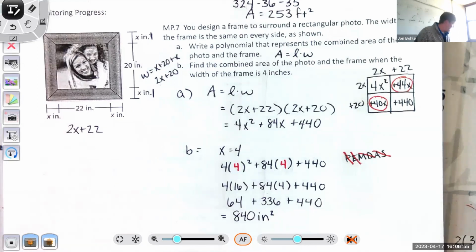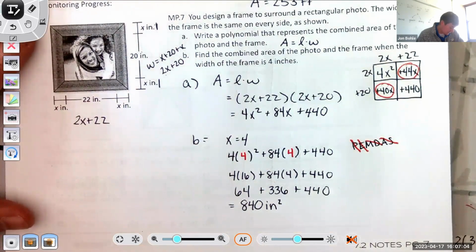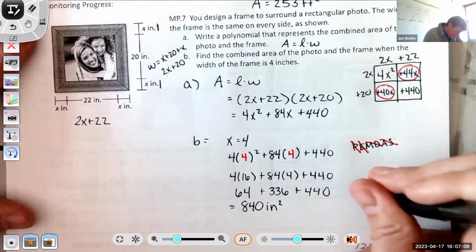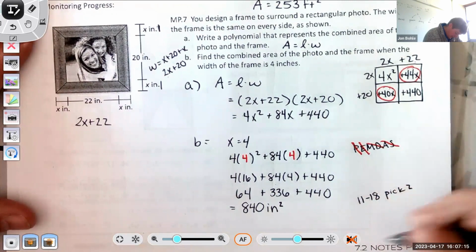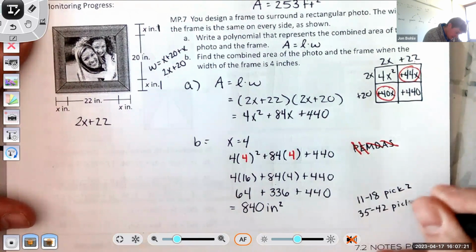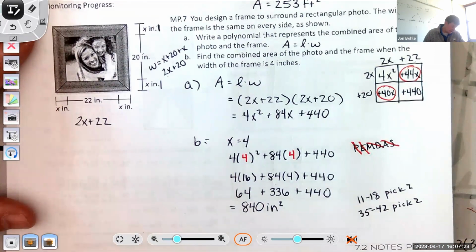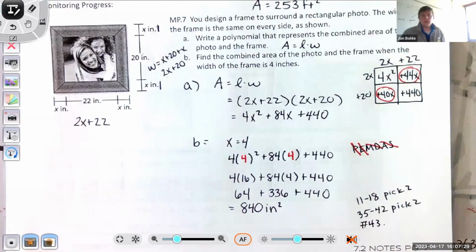Let's figure out what our practice problems are, and I will let you go. Okay, so your practice problems are going to be problems 11 through 18. Go ahead and pick 2 of those. 35 through 42, you can pick 2 of those. And lastly, number 43. Okay. So there's your practice problems for your learning targets. Go ahead and work on those. Otherwise, I will see you next time.